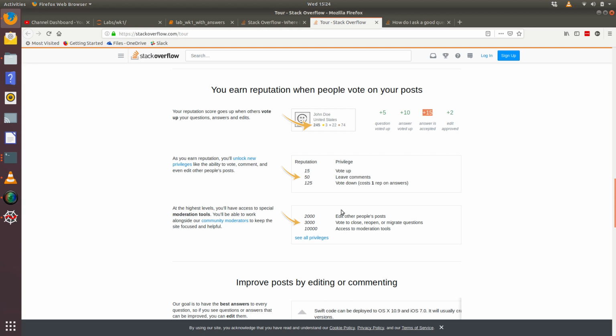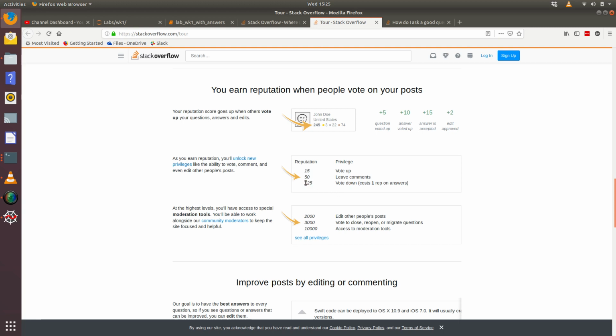And there's other things. The more reputation you have, the more privileges are unlocked to you on Stack Overflow. For example, to begin with, you cannot vote. You need a reputation of at least 15 before you can vote up questions or answers. You need a reputation of at least 50 before you can leave comments. What you'll see underneath each answer is people who've left a few comments saying, oh, you might also consider this, or that might be a problem in this situation.